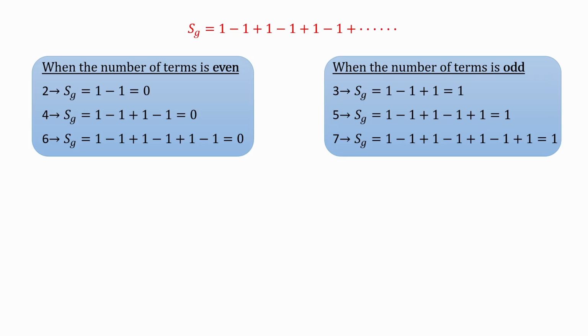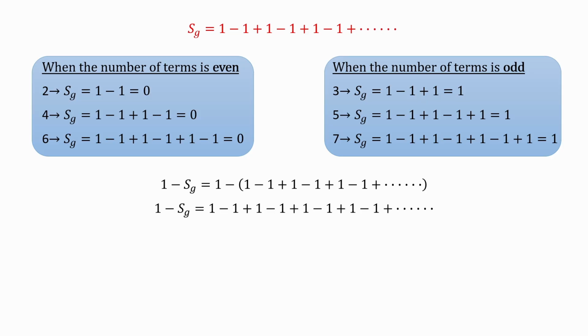To find that, let's take 1 minus SG. You'll notice that 1 minus SG gives us the same pattern as SG itself. That means SG is equal to 1 divided by 2.